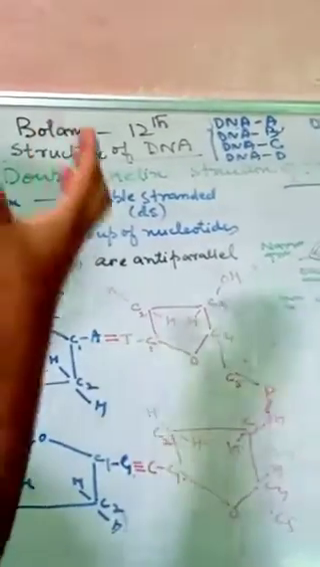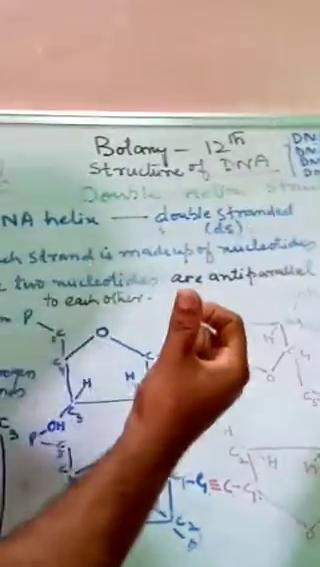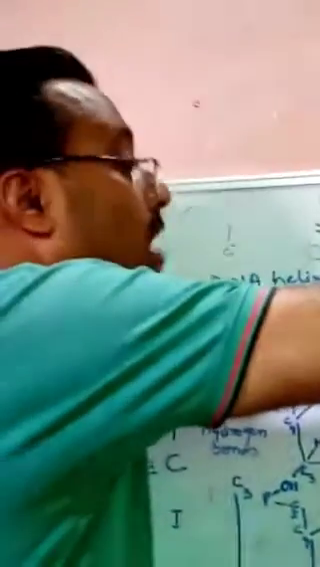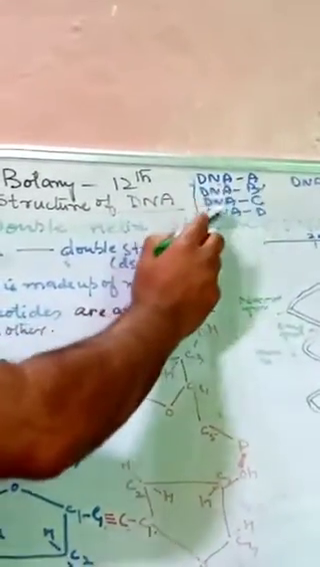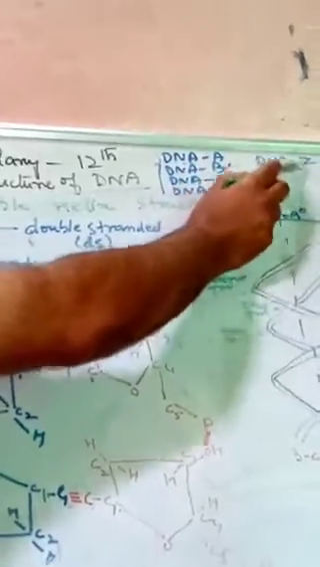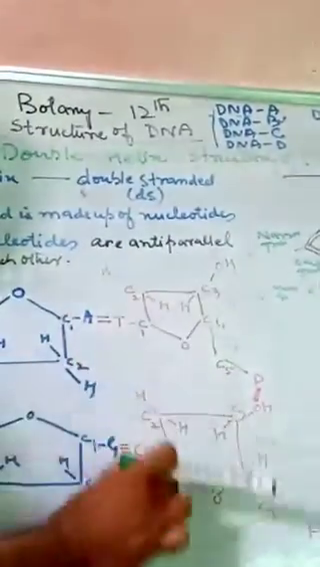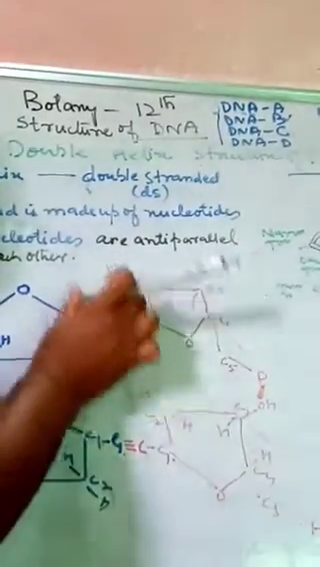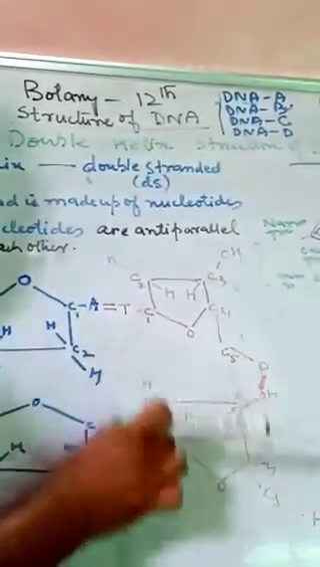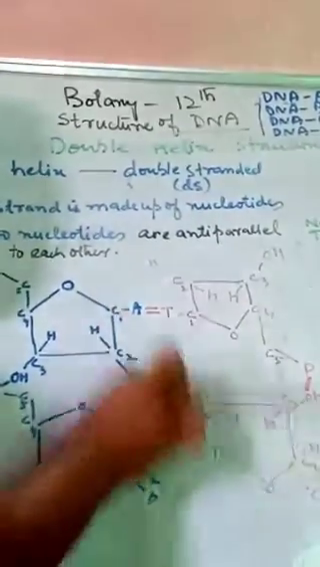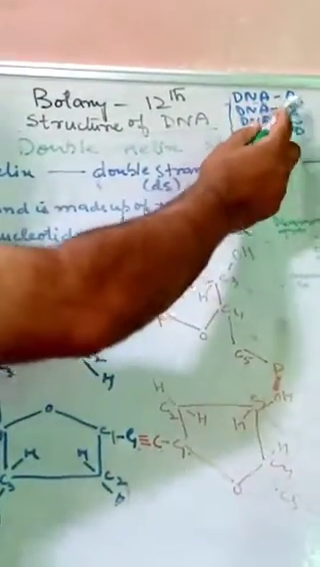Watson and Crick showed us that there are various types of DNA. We have 5 types of DNA: DNA A, DNA B, DNA C, DNA D, and DNA Z. We will study their structures further ahead, but the structure we have drawn is DNA B, because DNA B has the peculiar characteristic that there are 10 nitrogen base pairs, which is also seen in this DNA B.